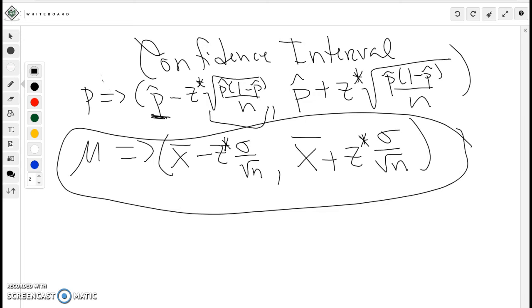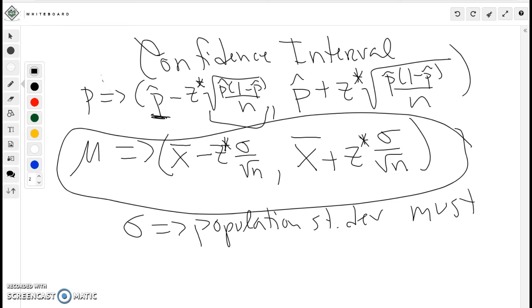Now notice that in order for me to do this confidence interval, this sigma, which is the population standard deviation, must be known. So I must know exactly what sigma is. Now in real life, we don't know what sigma is. In order to remediate that, I'm going to have to do something else, which we'll talk about on Monday or Tuesday, whichever class you are in.